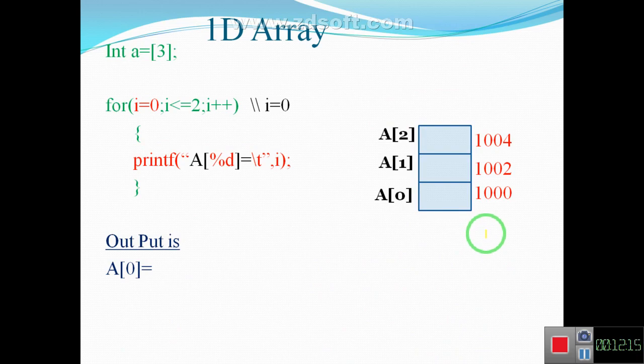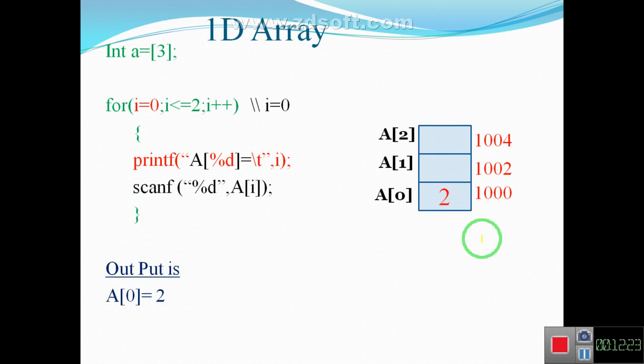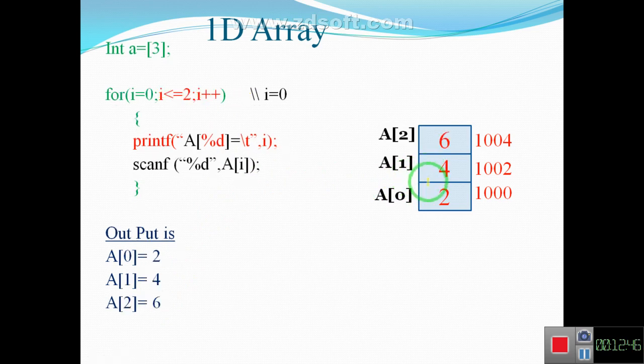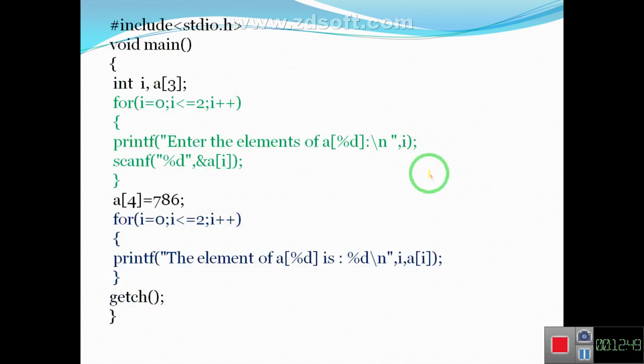You can see, once I run the same for loop, a of 0. If I enter the a of 0 number 2, it is entered inside the array. You can see the i plus plus highlighted. Okay, i less than or equal to 2 and i plus plus, then automatically a of 1 is going to be displayed in the output. So I am entering the 4. It is going to be stored in the array. Similarly a of 2.